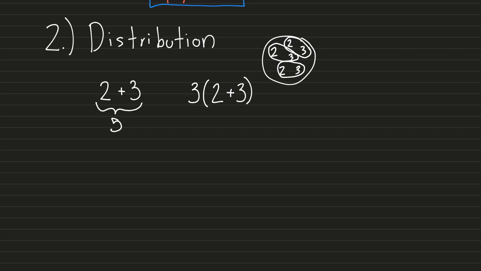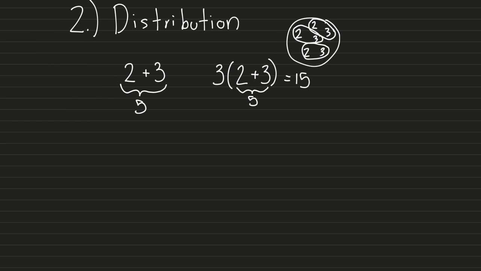And now, we would typically do our work inside the parentheses first. So we would see that this is 5, and then 3 times 5 would be 15. Distribution gives us another powerful way to look at this problem.